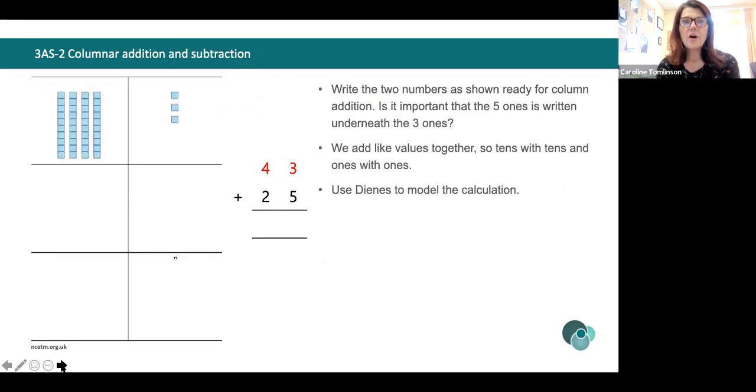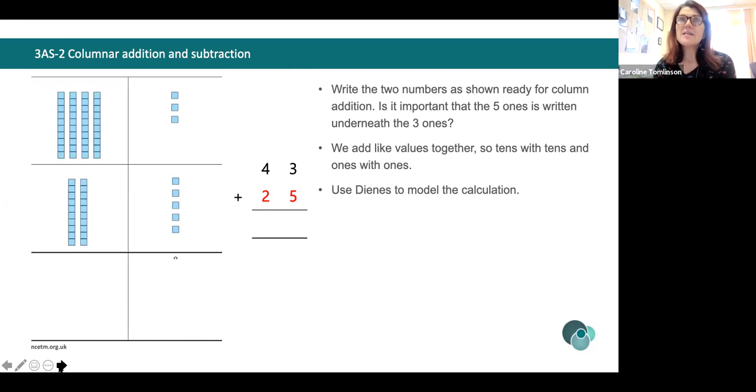Now we're going to look at a column addition with no exchanging. So you can see here I've got my Dienes. I've got quite a formalised place value. I've got my 10s and my 1s, and I've also got the written method here. So I'm using the two side by side so children can see the concrete and how that relates to the abstract calculation. In this method, children need to know that we're going to always add the 1s first.